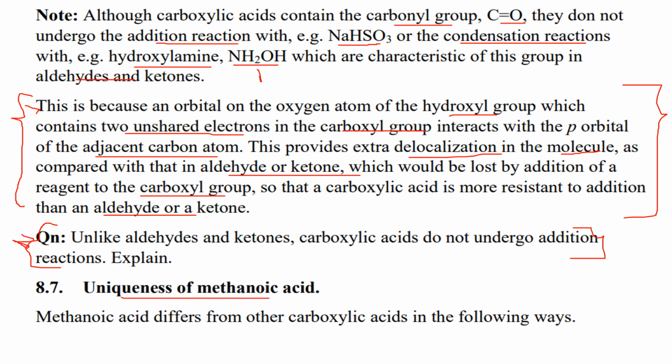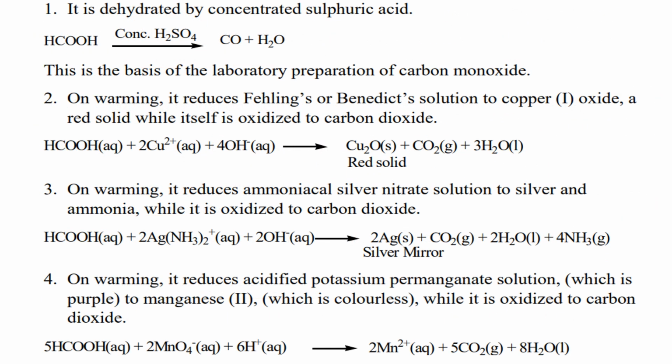So looking at the uniqueness of methanoic acid, we are saying that methanoic acid differs from other carboxylic acids in the following ways. One is that it is always dehydrated by concentrated sulfuric acid, unlike other acids. When you react methanoic acid with a strong oxidizing agent, it is oxidized to carbon dioxide and water. If you're using concentrated sulfuric acid, it's going to be carbon monoxide and then water. This is the basis of laboratory preparation of carbon monoxide, but it's a very rare reaction in organic chemistry.